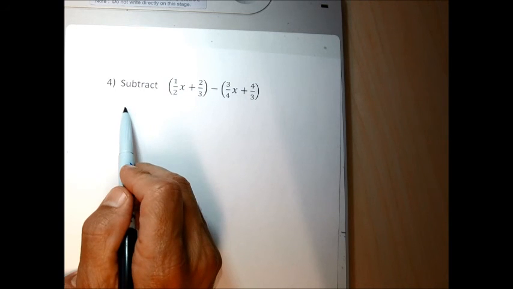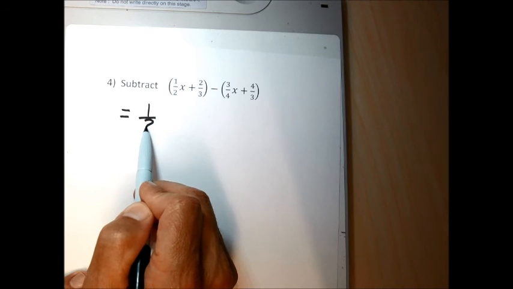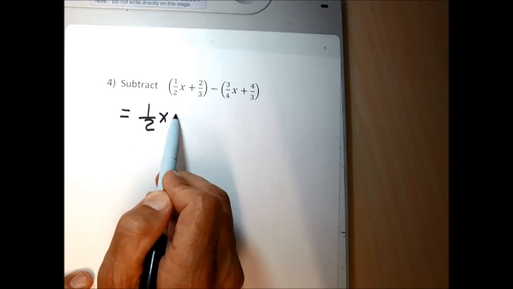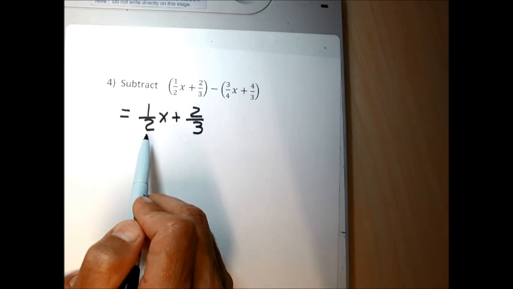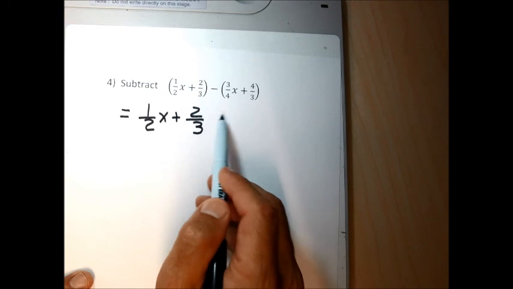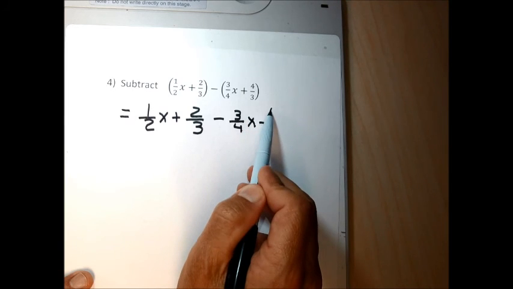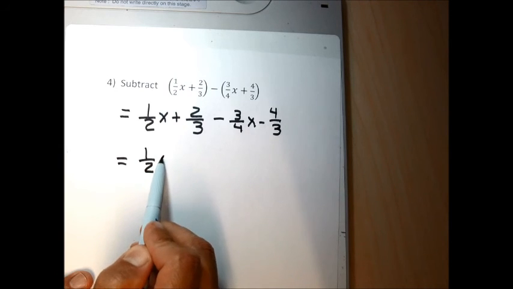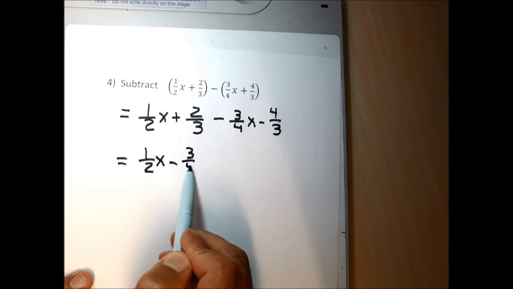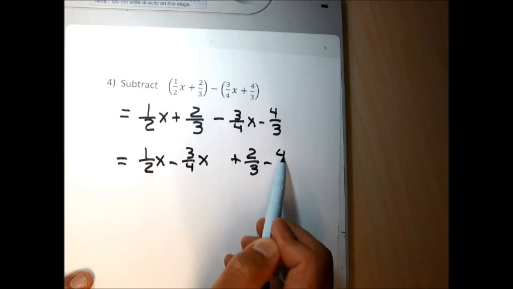On 4, we've got nasty fraction work to deal with. I need to get rid of the parentheses and then combine like terms. The first parentheses doesn't have an exponent, a multiplication, or a negative associated with it, so I can simply just drop that parentheses. The second parentheses, the minus in front of it, distributes, and you get a minus 3/4 x and a minus 4/3. Now I need to combine the 1/2 x and the minus 3/4 x and the plus 2/3 and the minus 4/3.